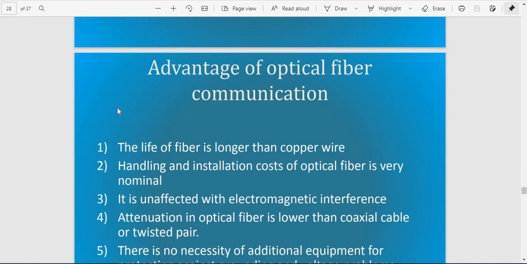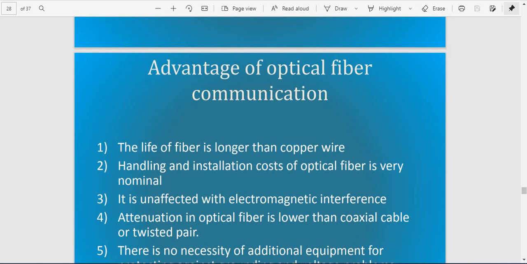So the next concept, students, is the advantages of optical fiber communication. Before proceeding with any concept, we should know the aim of learning it. The aim is to get the desired concept. If you know the advantages, disadvantages, and then the applications, it will become easy for you to understand that subject. Whenever you learn anything, you should know why it is beneficial for us and where we are going to use that concept. If you know all these factors, the subject becomes easy and you can easily correlate it with the physical part. That's the reason I'm explaining the advantages, disadvantages, and the applications.